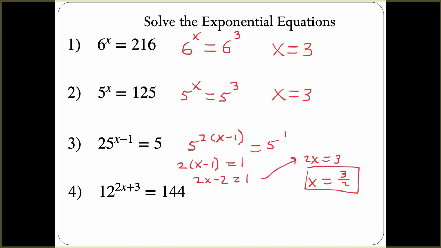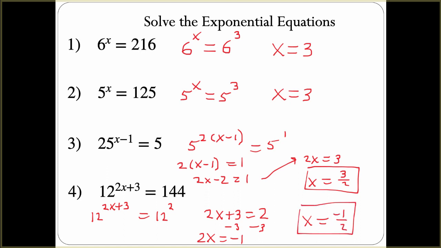The last one we have is 12 raised to the 2x plus 3 equals 144. So 144, we want to have that same base, and we're going to have 12 raised to the 2x plus 3 equals 12 squared. And now we take our exponents and set them equal to each other, now that we have the same base. So we have 2x plus 3 equals 2. We subtract 3. We get 2x equals negative 1. We divide by 2, and we get x is negative 1 half.